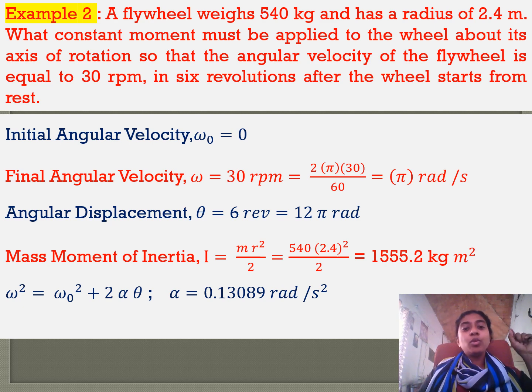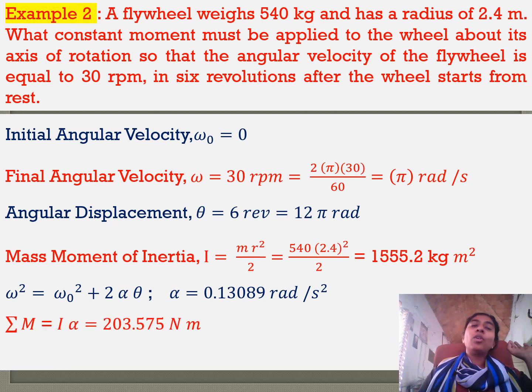Now, by substituting omega square is equal to omega naught square plus 2 alpha theta, that is, v square is equal to u square plus 2as, where you replace linear values by angular values, we get alpha is equal to 0.13089 radians per second square. Now, we know torque or moment is equal to I into alpha. Substituting the values for I and alpha, we get 203.575 Newton meter.